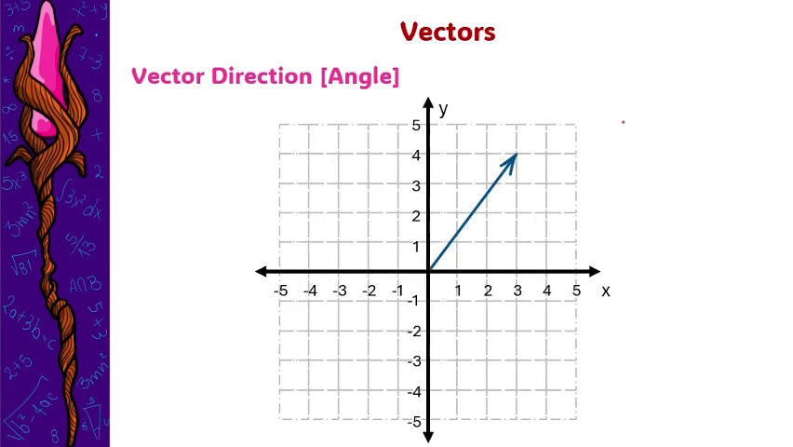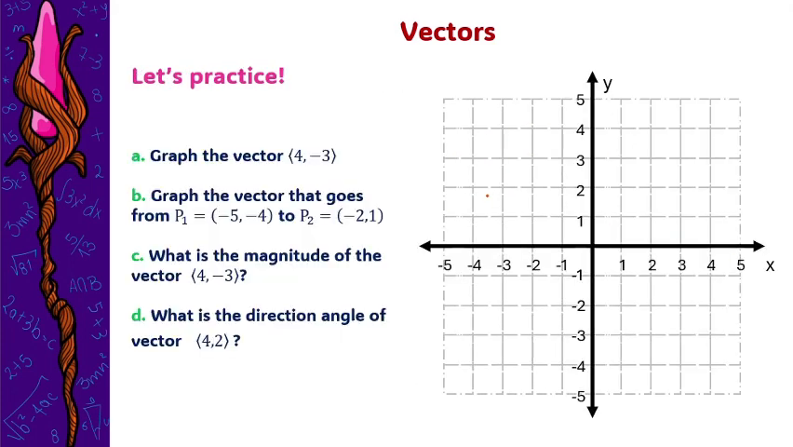So notice that we could express this same vector in different ways. We could say that this is the vector (3, 4), or we could also say that the vector has a length of 5 and an angle of 53.13 degrees. With either of these two pieces of information, you are going to be able to draw it. Okay guys, this is your time for practice, so please stop the video and try to solve these exercises, and then play back the video to see the solutions.